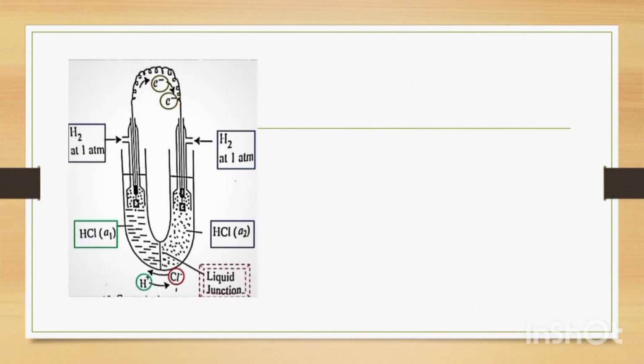Now, in the above cell, two solutions of HCl are in contact with each other, and thus there is a direct transfer of hydrochloric acid from the concentrated solution A2 to the less concentrated solution A1. In general, whenever two solutions of an electrolyte of two concentrations are placed together and an electrode reversible with respect to one of the ions of the electrolyte is kept in each solution, then a concentration cell with transport will be obtained. In the above cell, the dotted line represents the liquid junction potential.